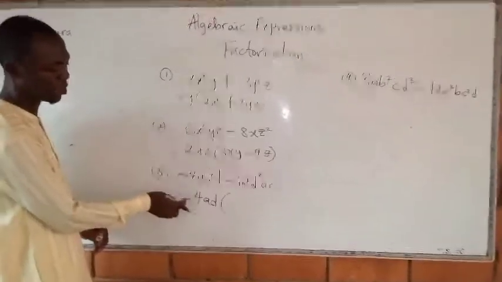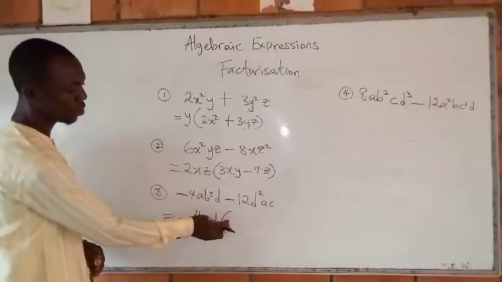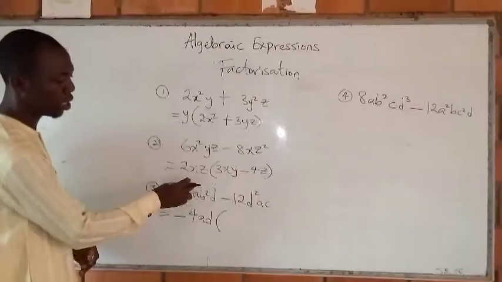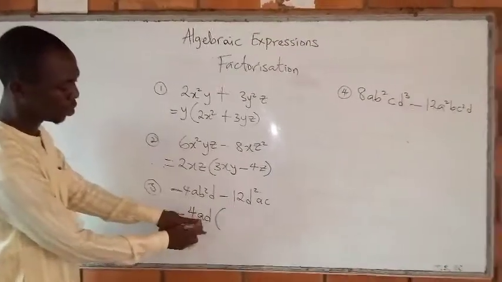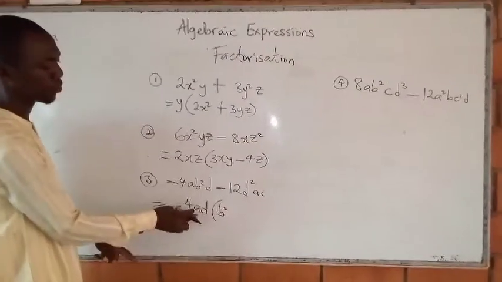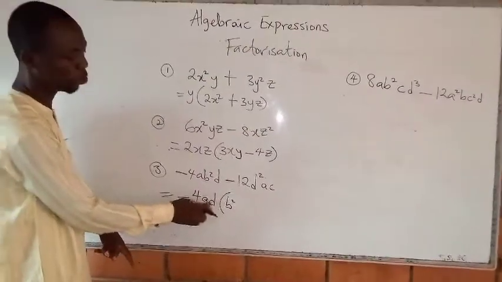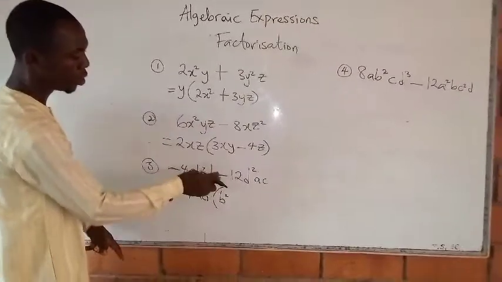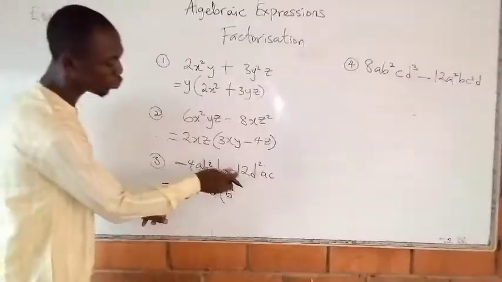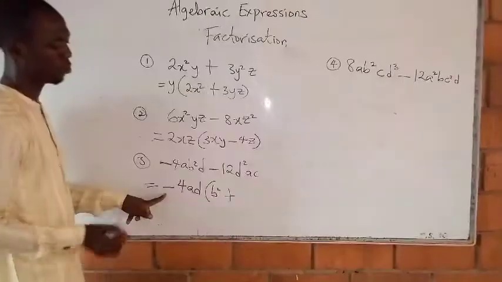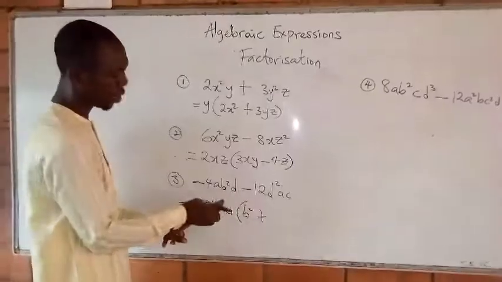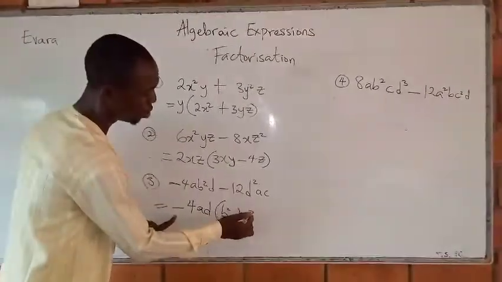Since our negative sign is outside already, this here becomes positive. 4 divided by 4 is 1. A is already outside. So we are left with b squared now, because there's no b squared here. D is already here. So we are left with only b squared. Now this negative sign will be affected by this one that is outside. So this one will become positive because we have factorized minus out. Now 12 divided by 4 is 3.